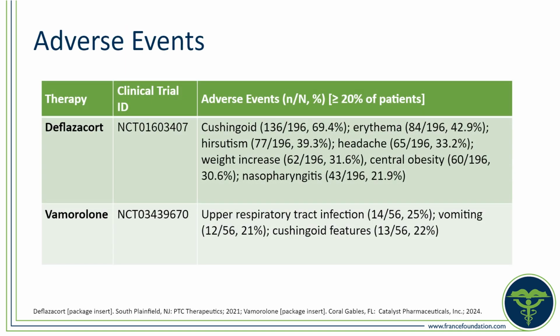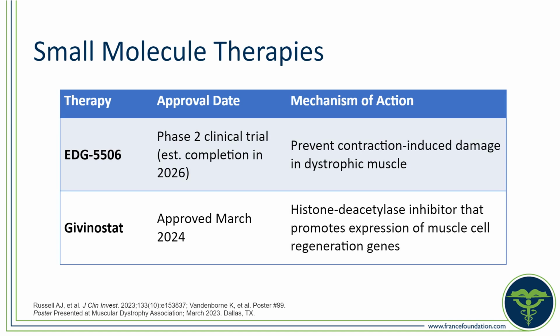Regarding adverse events for corticosteroids, we've not included prednisone here because it has not been studied in this way in Duchenne muscular dystrophy, but those recorded in the deflazacort and vamorolone trials are listed here. Again, side effects are well known and quite common with corticosteroids. And we do our best to manage these, but recognize that this remains a cornerstone of therapy for Duchenne muscular dystrophy.